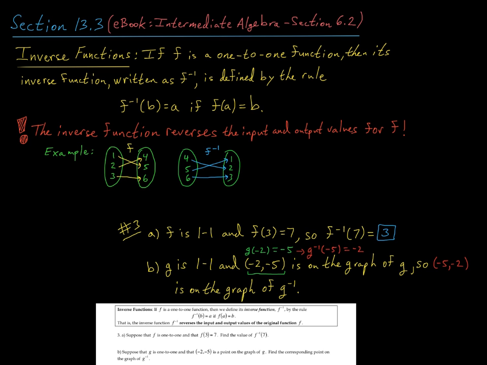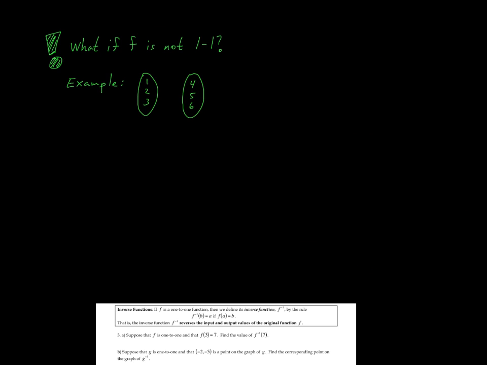Okay, great. Now the last thing I want to say here in this video is, well, what can happen if your function is not 1 to 1? To illustrate, let's go ahead and look at a non-one-to-one function. Let's say 1 gets sent to 4, 2 gets sent to 4, and 3 gets sent to 6. So this is not 1 to 1 because the output of 4 is coming from the inputs of 1 and 2, so it's not 1 to 1.